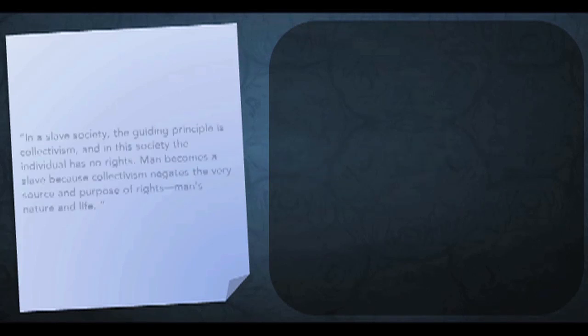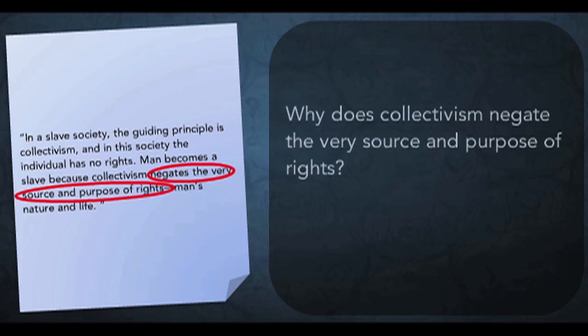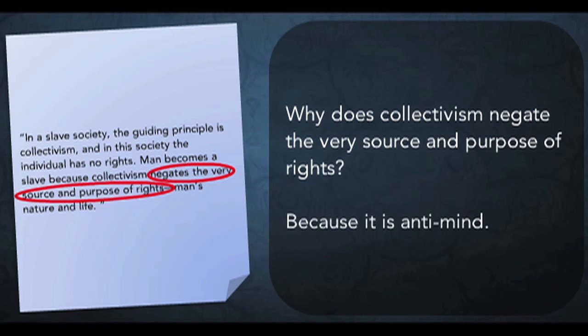Now, on page 20, the same page, paragraph 5, you're right that collectivism negates the source and purpose of rights, but it negates it not because it's determinism. It negates it for the reason that I mentioned. Namely what? Because it's anti-mind, right. So your connection here between collectivism and determinism, the real way I would look at that connection is like this.